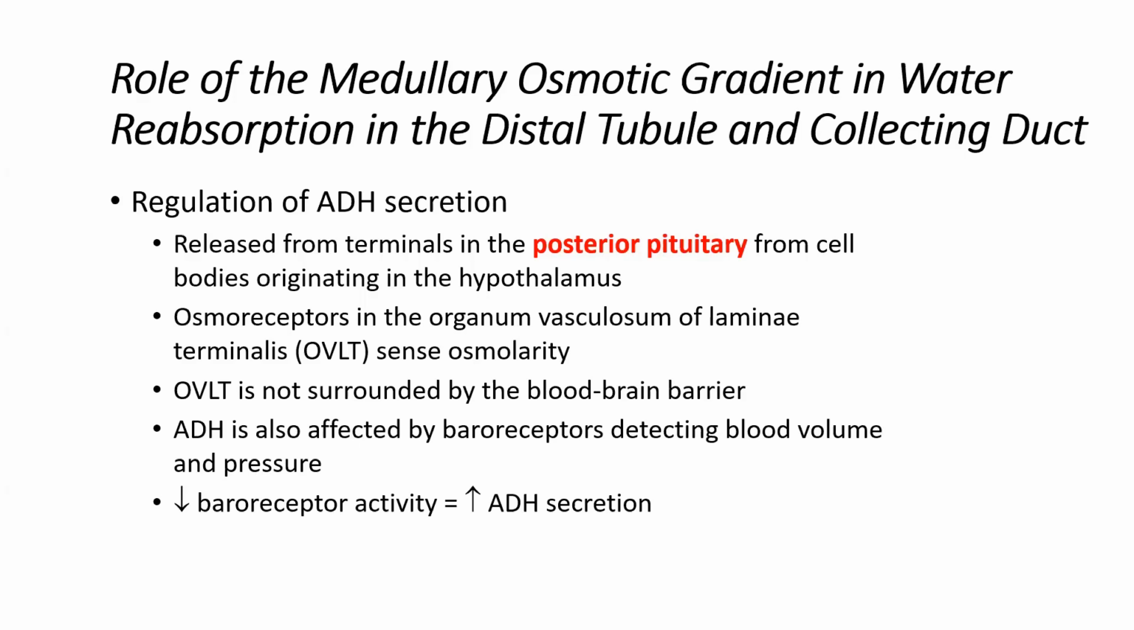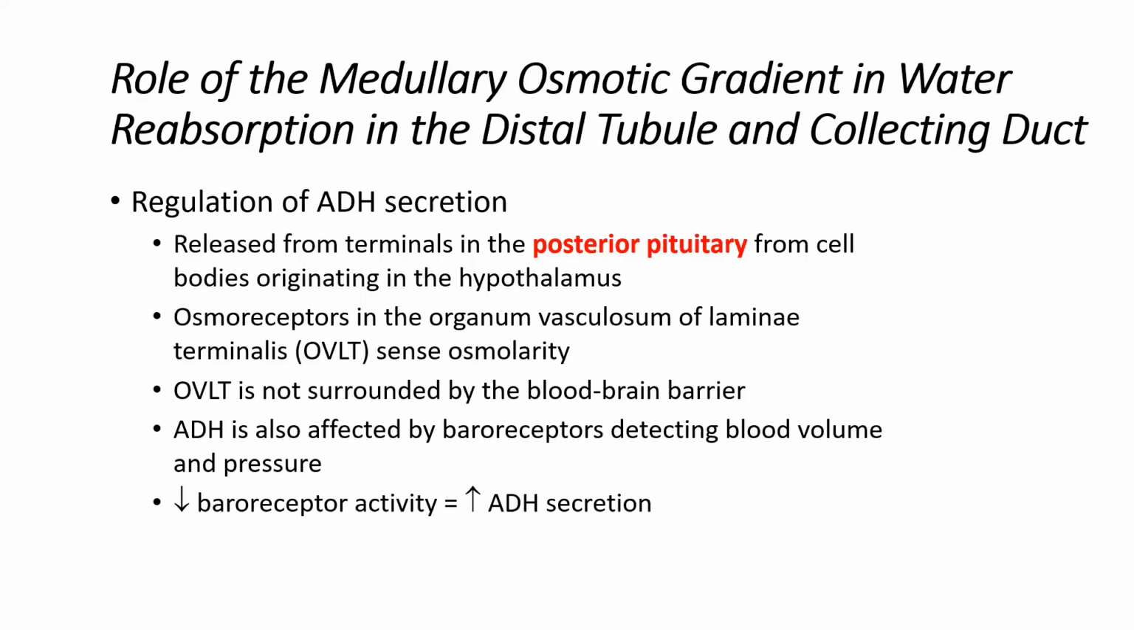If the plasma is really high in osmolarity, it's going to help secrete ADH as a way to reserve or reabsorb more of that fluid. It's also going to send signals to our thirst centers to make us more thirsty, as a way to bring in more fluid as well. Okay, so it is not surrounded by a blood-brain barrier, so that it comes in direct contact with our plasma, and it will detect the osmolarity of our plasma.